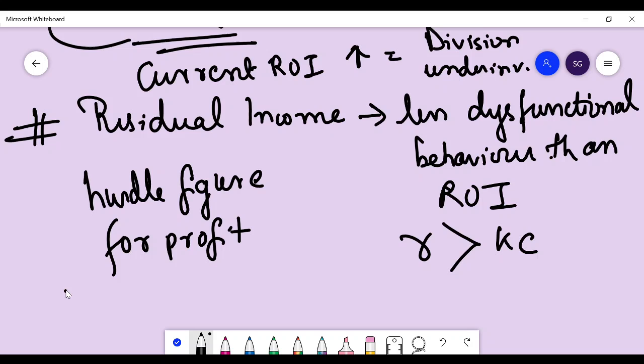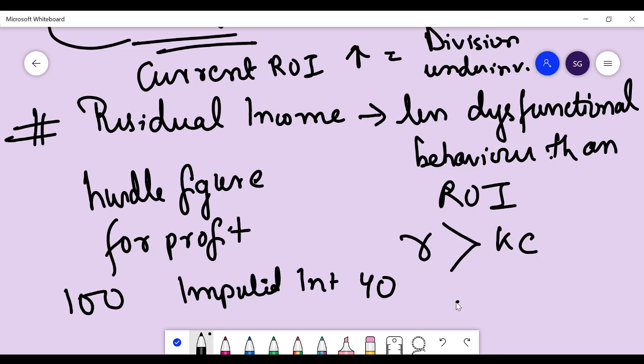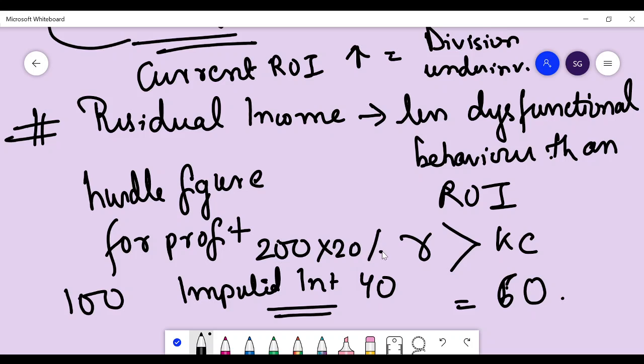If controllable divisional profit is 100, imputed interest is 40, then the residual income is 60. How did we arrive at imputed interest? If 200 is the investment and 20% is the cost of capital, then 40 is the imputed interest and hence we get 60, which is the residual income.